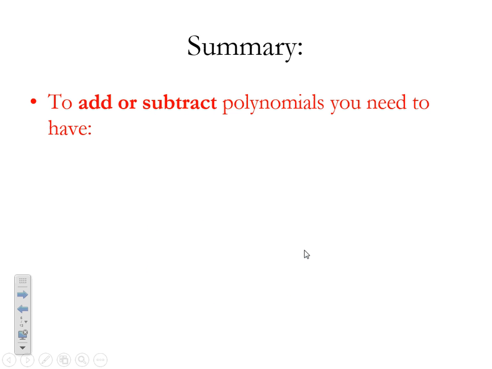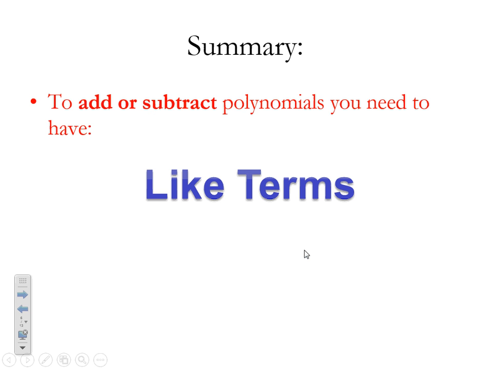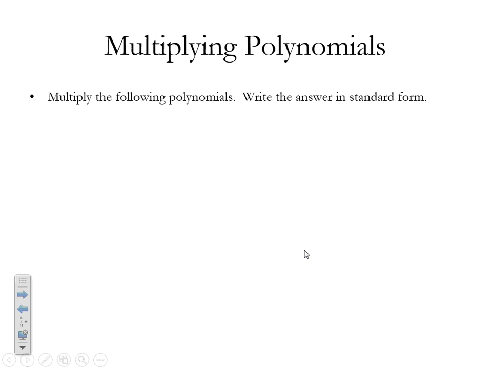All right, so what is the summary of adding and subtracting polynomials? You need to add like terms. It's basically all it is. If you subtract, make sure you distribute your negative, but otherwise we are adding like terms.